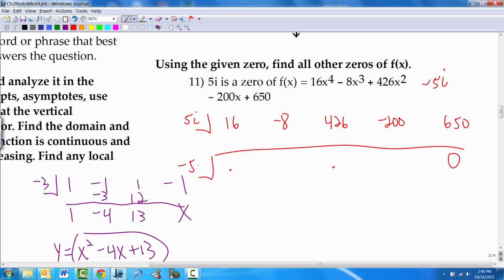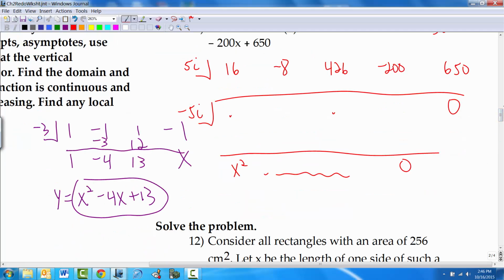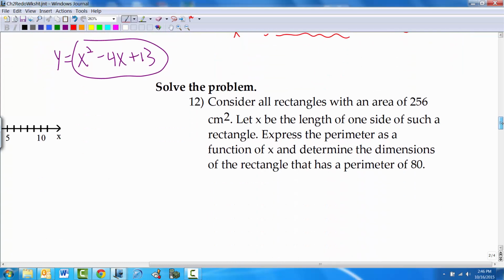Then you synthetically divide by negative 5i. You get another 0. And then what you get is an x squared, and so on, that you can do the quadratic formula on. Now, you're in honors. We actually had these questions in your notes. Check those notes in order to get that done correctly, because then all you have to do is the quadratic formula, and I think you get 2 more i zeros. Maybe, maybe not. I can't remember the key. Take a look at it.